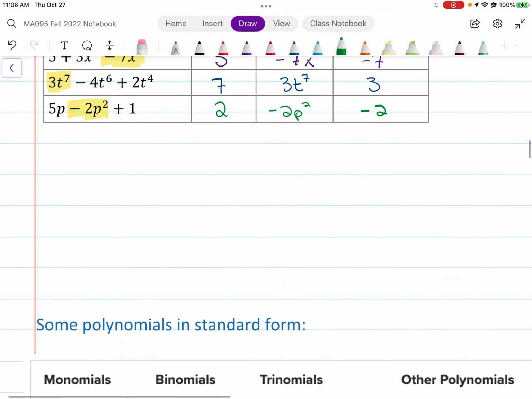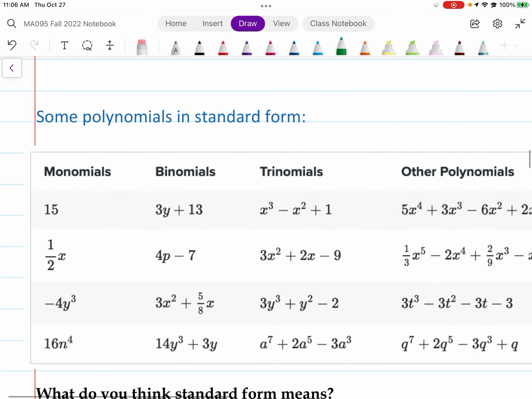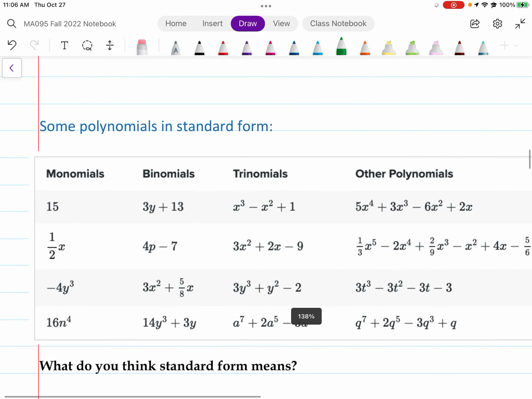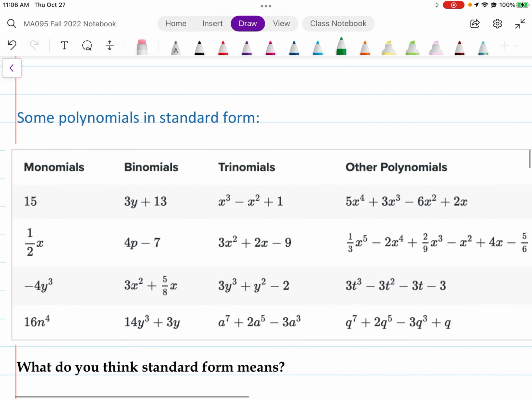All right. So some polynomials in standard form. So a monomial is on the left, the binomials come next, trinomials, they have 3 terms, and other polynomials have more than 3 terms. So I want you to pause the video and stare at these and see if you can figure out what standard form means.